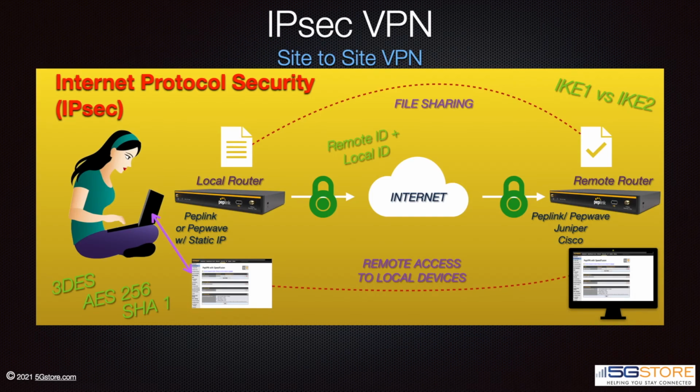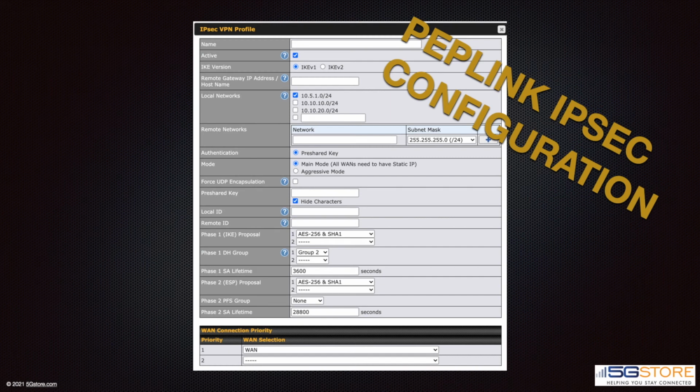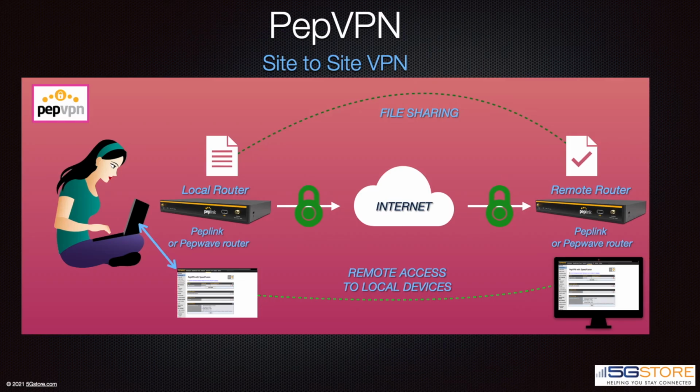Here's a preview of each site-to-site VPN. IPsec is up first. Site-to-site connections are typically made for sharing access to devices and files across each network. IPsec is a common VPN protocol used by several router manufacturers. On your Peplink or Pepwave router, IPsec can be used to connect to another Peplink or Pepwave router, as well as Cisco and Juniper routers. Though when you're using all Peplink and Pepwave hardware, PepVPN is a comparable method that will save you time.